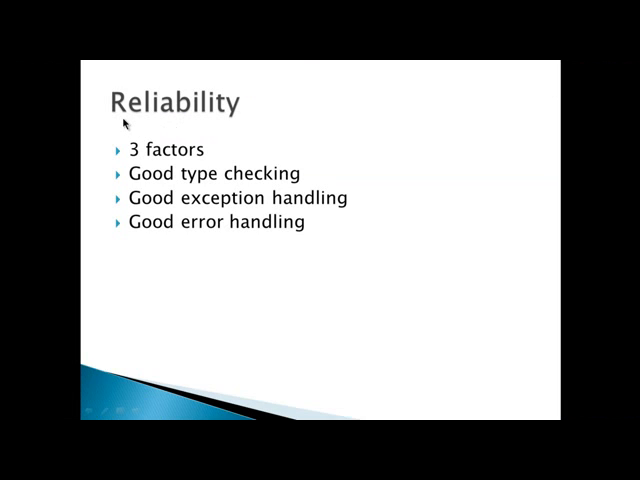Next, we'll move on to reliability. Reliability means a program should perform to its specifications under all conditions, and that means it does not fail even if an exception occurs during the compilation. If a program is reliable, it satisfies three factors. First one, good type checking. Second one, good exception handling. And third one, good error handling.